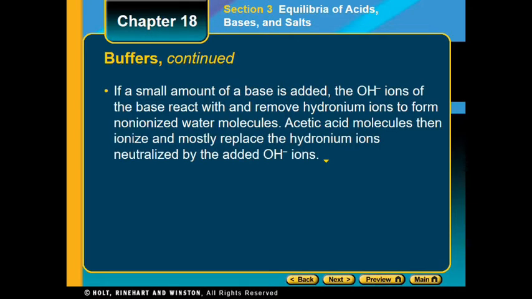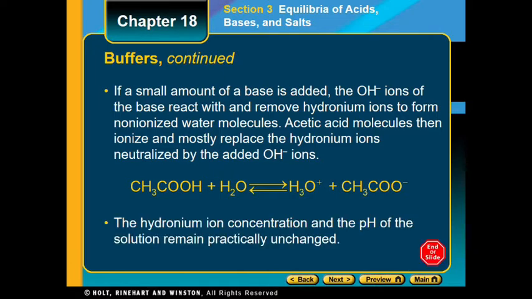Now, if you have a small amount of base being added, for our bases we're typically looking at the hydroxide ions of our base. That can remove some of the hydronium ions to form your water. And if we're looking at it right here, again forming our water, then the acetic acid molecules ionize and mostly replace the hydronium ions that have been neutralized by the added OH ions. So the hydronium ion concentration and the pH remain practically unchanged in this particular example.